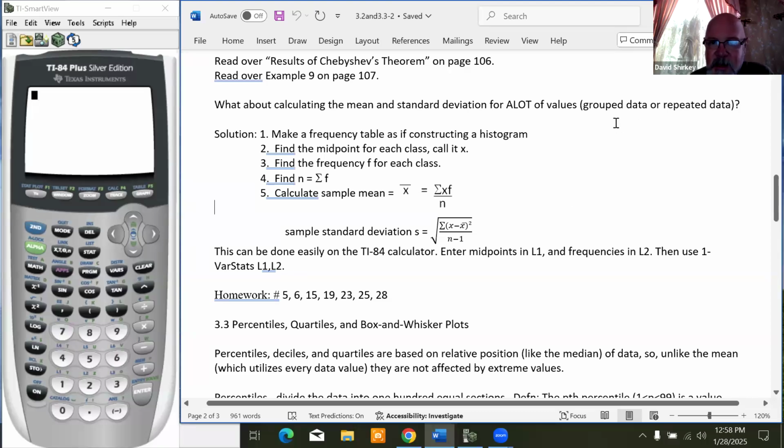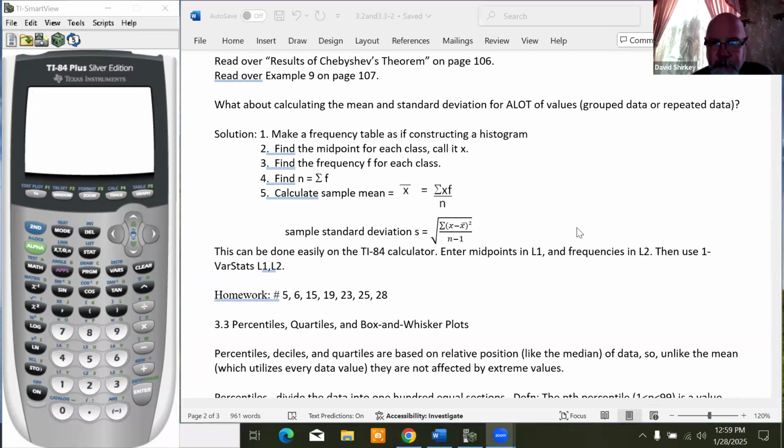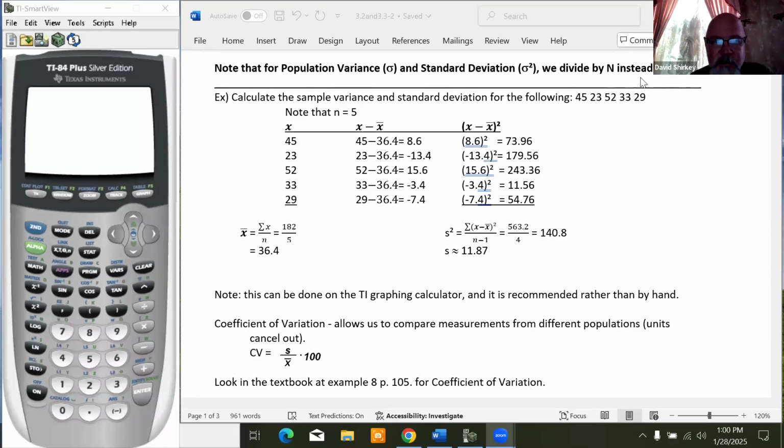So let's take a look at an example of this grouped data. Actually, let me pause this while I bring it up. Here, actually, I need to backtrack because I wanted to show you how to do these calculations we looked at just a few minutes ago on a graphing calculator.